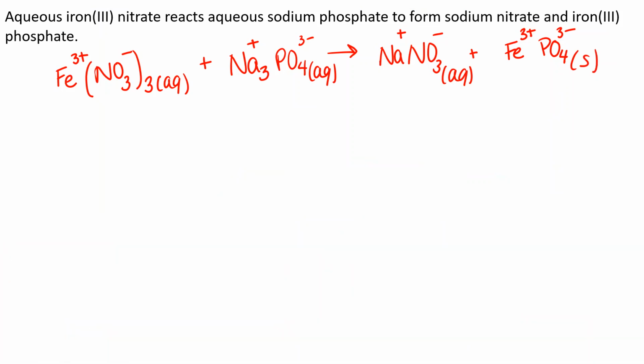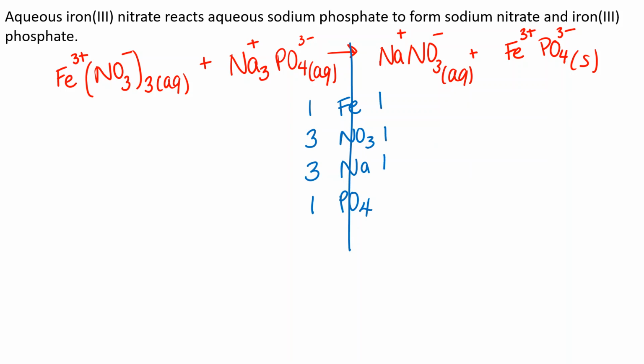So now our next step can be to balance this equation. So we can take inventory here. So we have 1 iron, 3 nitrates, 3 sodiums, 1 phosphate. On the other side, 1 iron, 1 nitrate, 1 sodium, 1 phosphate. So to make this balanced, I just need to put a 3 in front of this guy, and that'll give me my 3 nitrates and my 3 sodiums. Okay, so now that we have this balanced chemical equation, we can start answering some questions.